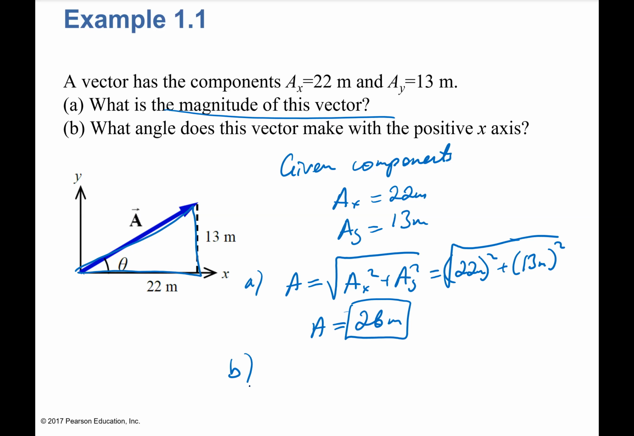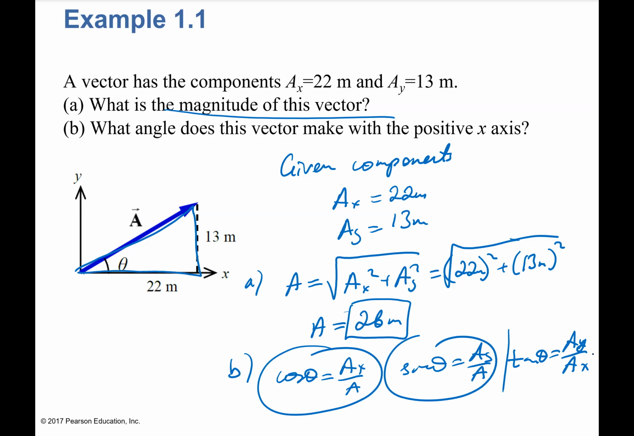Now, how do I find the theta? Well, can I use cosine of theta equals AX over A, or sine of theta equals AY over A, or tangent of theta equals AY over AX? Which one should I use? Well, all of them can be used at this point, because now I have A. It doesn't matter which one I use, right? All three of them can give me the right answer.